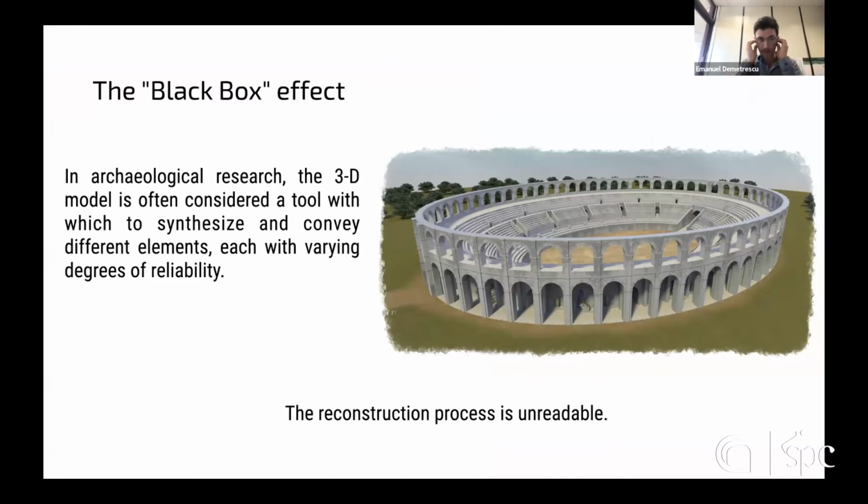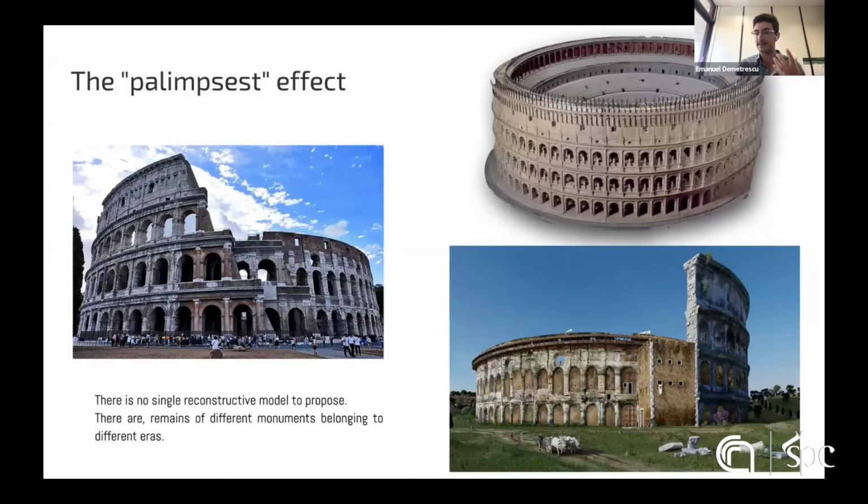We can go into the black box effect. We have beautiful 3D models, but all the elements inside the 3D model have varying degrees of reliability, yet we have them all together. So we really need something to analyze the context and to put all the objects together in the timeline, because we also have the palimpsest effect in the reconstruction field.